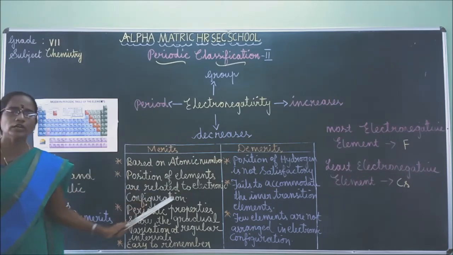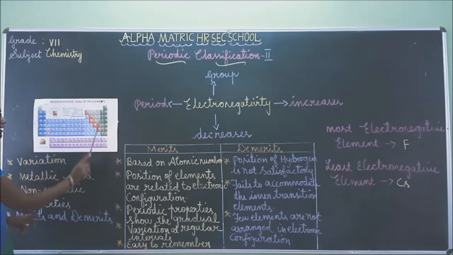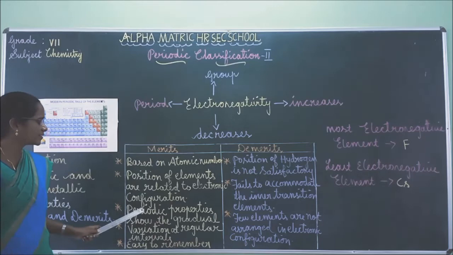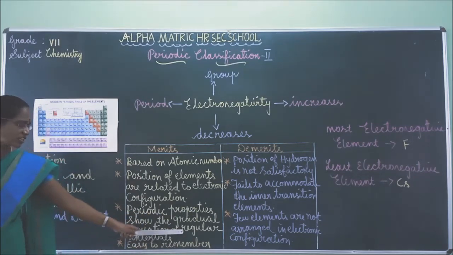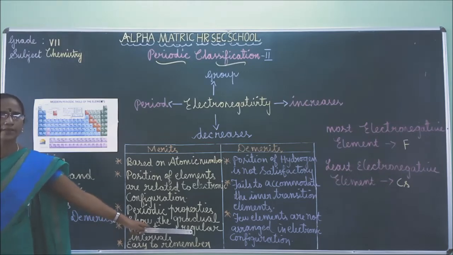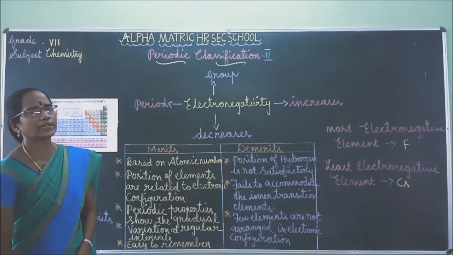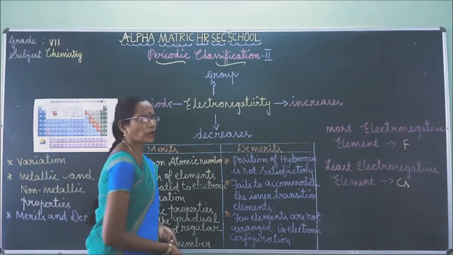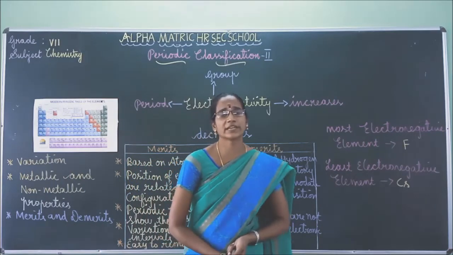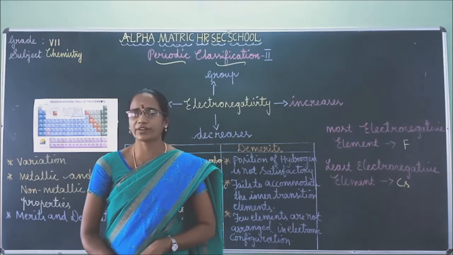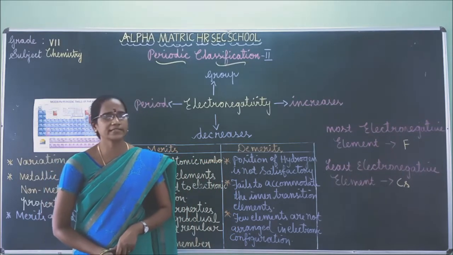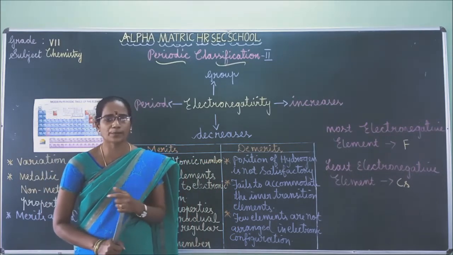Positions of elements are related to electronic configuration. All the elements are arranged based on their electronic configuration, right? Next one is periodic properties show the gradual variation at regular intervals. What are the periodic properties? Periodicity means anything which repeats itself after a regular interval is called periodicity, and this behavior is called the periodic properties.